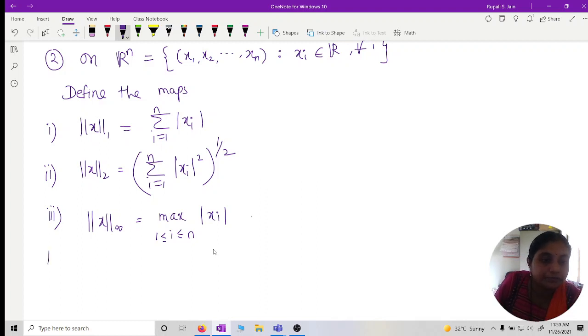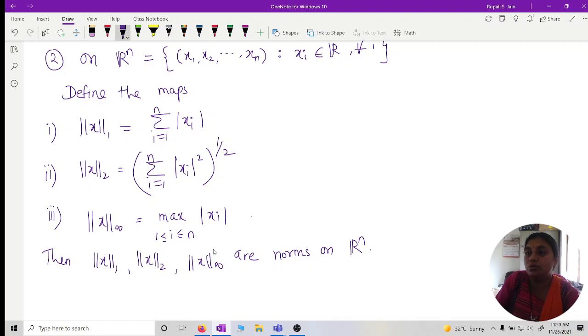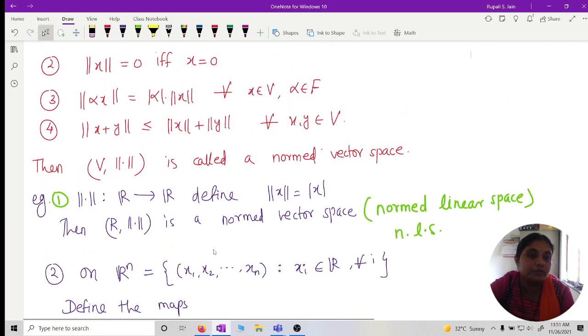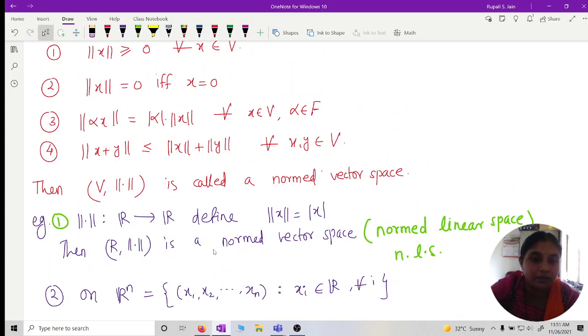Then this one norm, two norm, and infinity norm, these functions are nothing but norms on R^n. That also we can easily show. You can take this again as an exercise. We can easily prove that these functions satisfy the properties of norm, whatever we have written here as 1, 2, 3, 4. Is that okay?